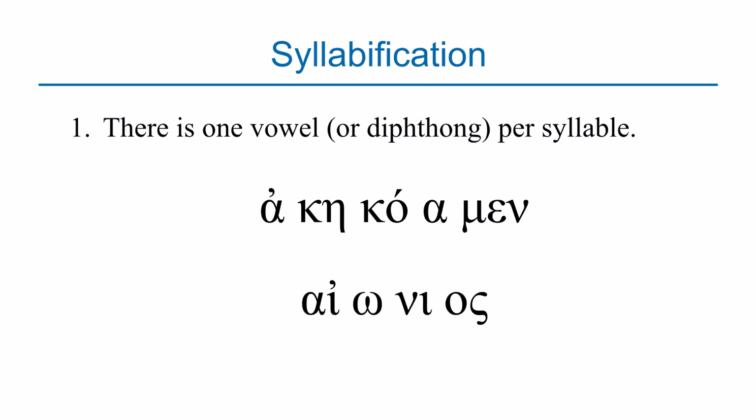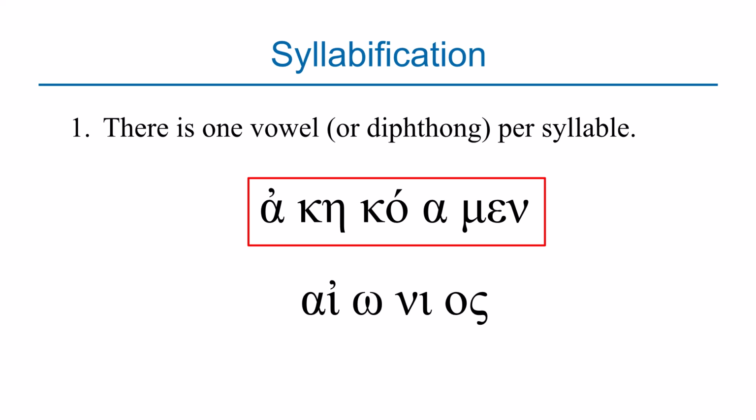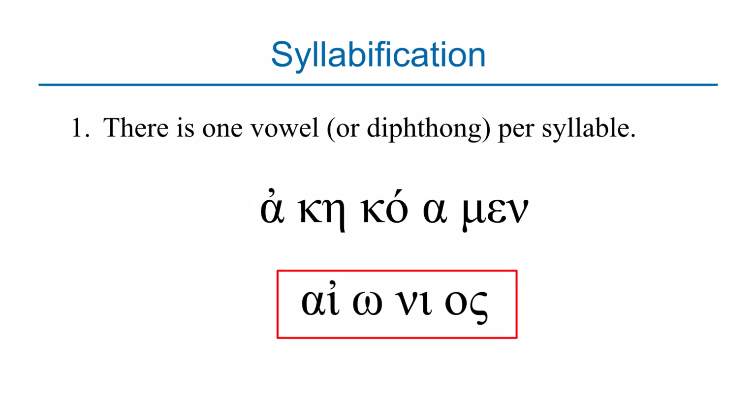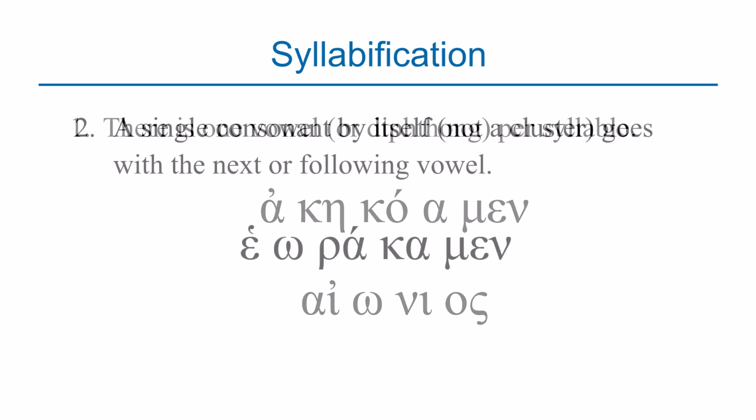So again, you can tell that syllabification is very important to how you pronounce the word, because you always pronounce the word according to how you have divided the word. For example, the first one is akekoamen, and the second one is aionios. You always pronounce the word based on how you have divided the word. So that's why it's important to learn how to syllabify Greek words, because it tells you how to pronounce the word. Let's look at rule number 2.